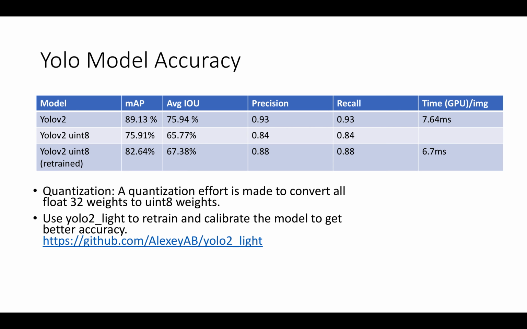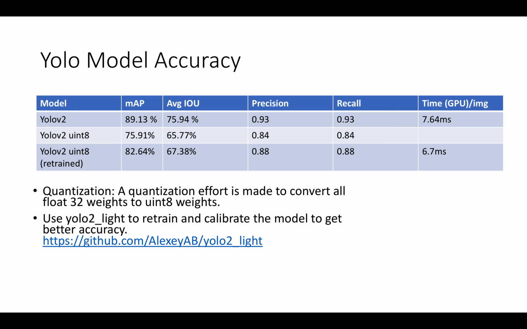Here's the accuracy of our YOLO model. The original YOLO V2 model gives us a mAP of 89.13% and an average IOU of 75.94%, and both 0.93 precision and recall. The time to detect each image is around 7.64 milliseconds, and this includes the image loading time.